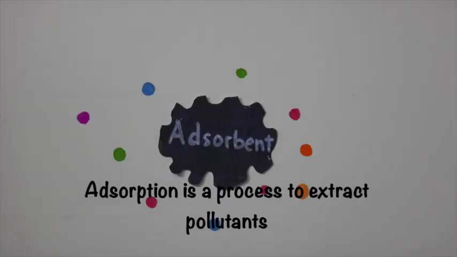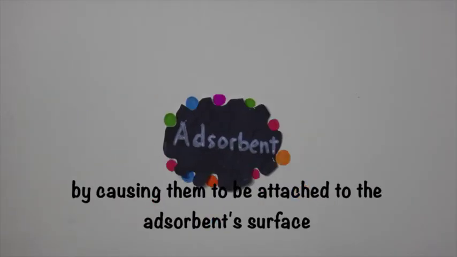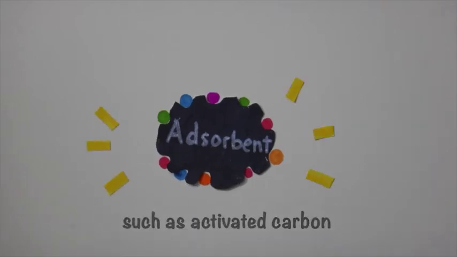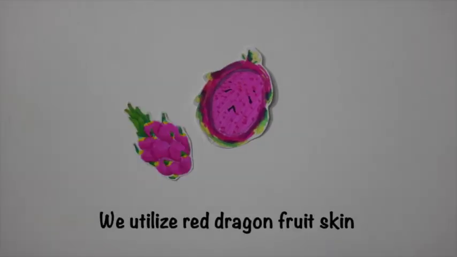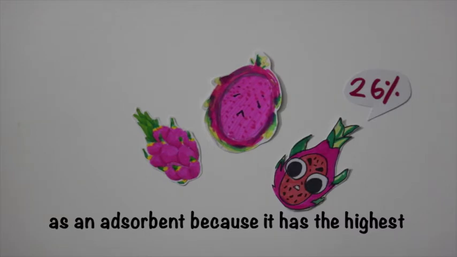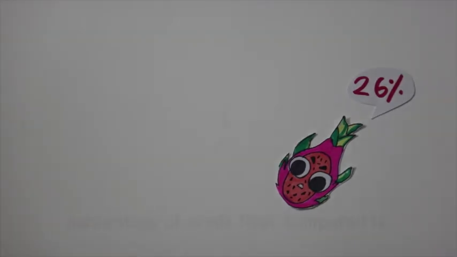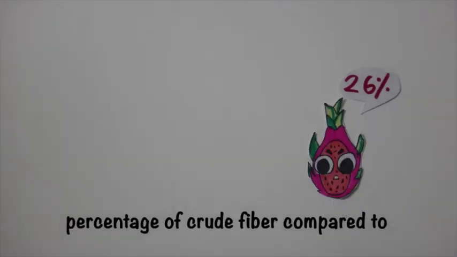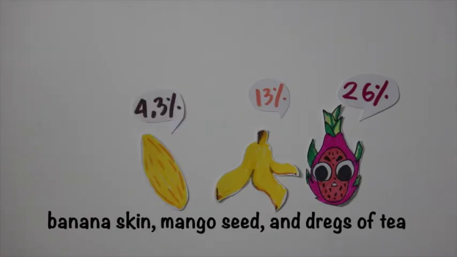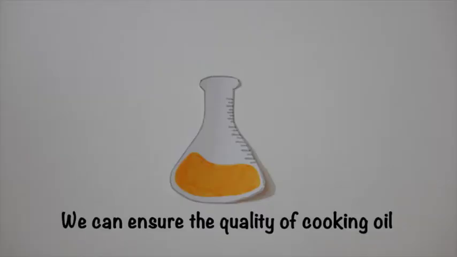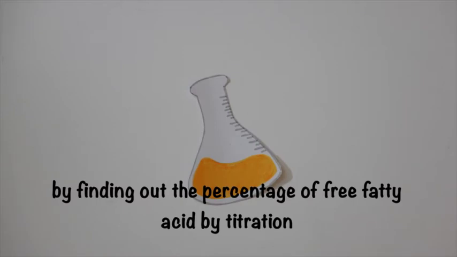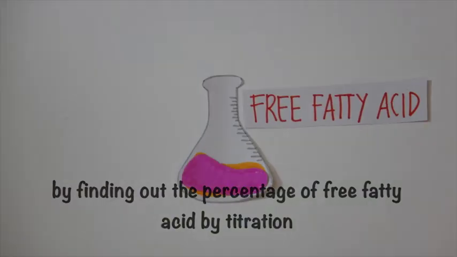Adsorption is a process to extract pollutants by causing them to be attached to the adsorbent surface, such as activated carbon. We utilize red dragon fruit skin as an adsorbent because it has the highest percentage of crude fiber compared to banana skin, mango seed, and dregs of tea. We can ensure the quality of cooking oil by finding out the percentage of free fatty acid by titration.